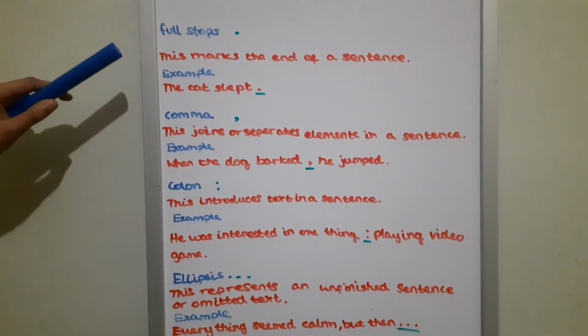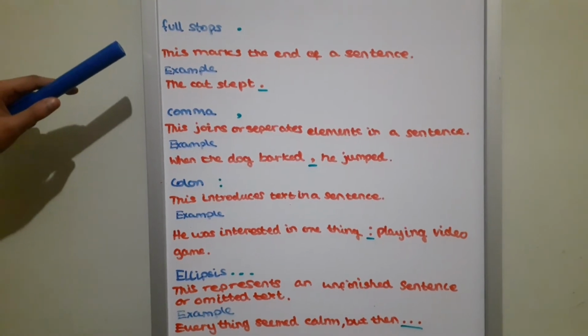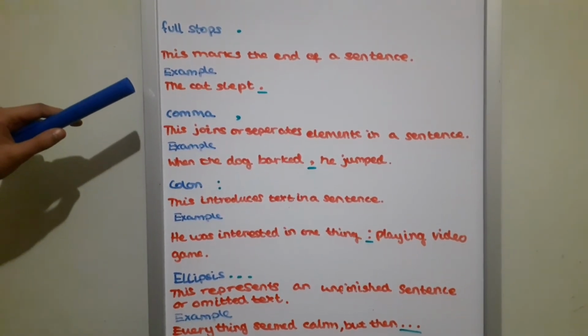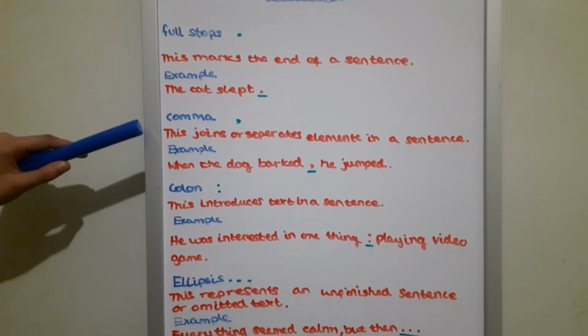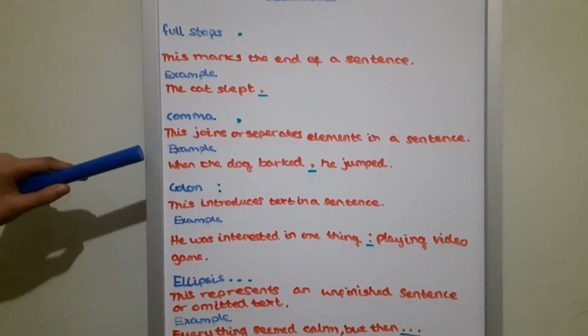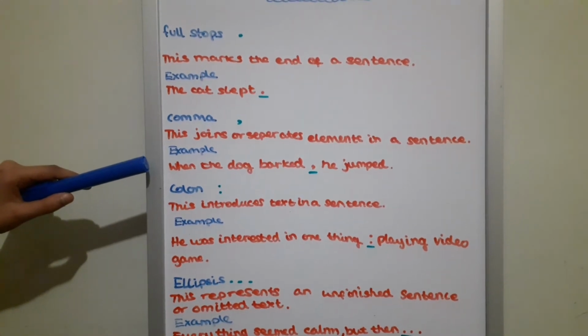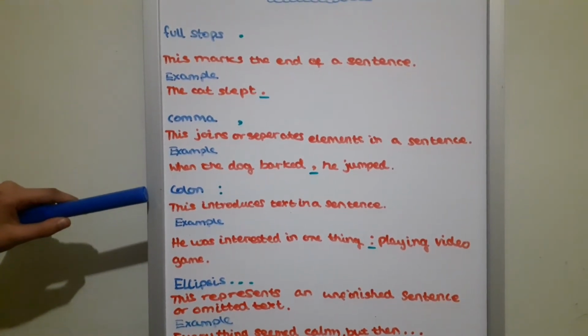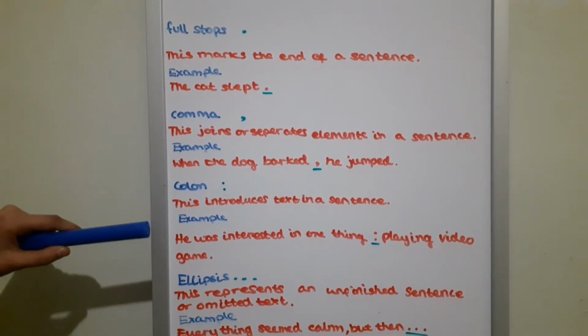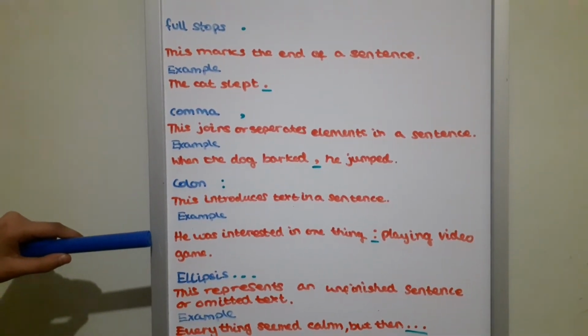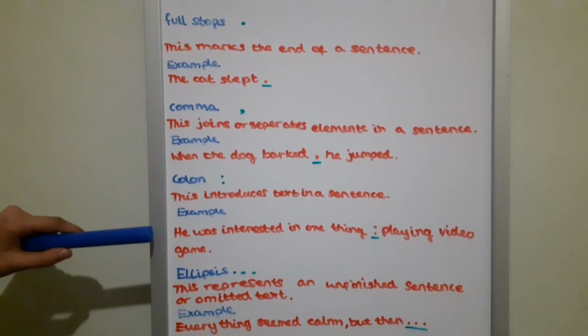Full stops. This marks the end of a sentence. Example, the cat slept. Comma. This joins or separates elements in a sentence. Example, when the dog barked, he jumped. Colon. This introduces text in a sentence. Example, he was interested in one thing: playing video games.